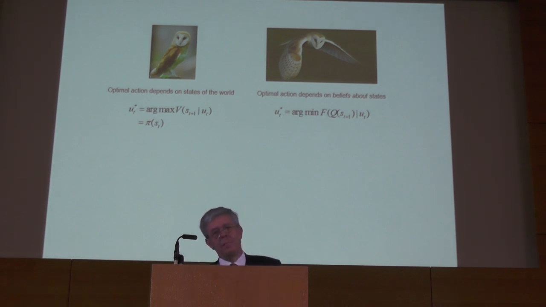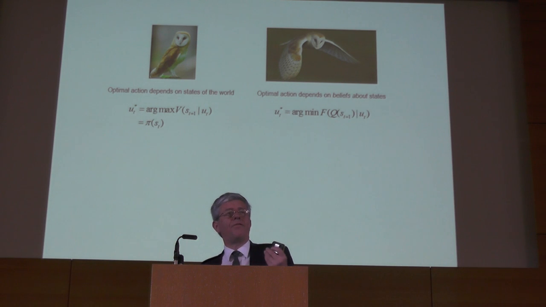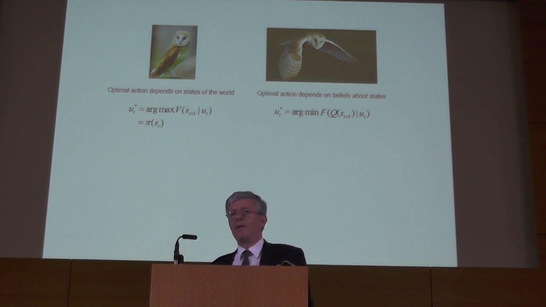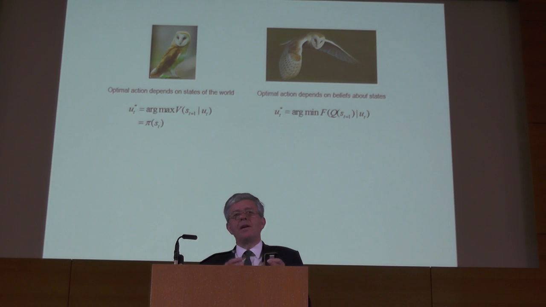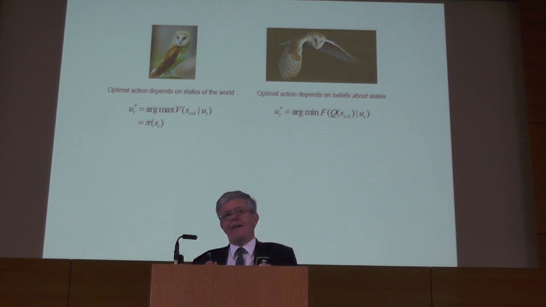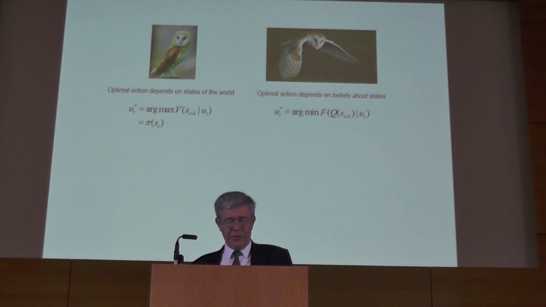And I'm hoping that Peter Dayan is going to tell formally exactly the same story, but I suspect he'll do it in a complementary way by absorbing the epistemics into the value function. But we're both of us in the game of trying to understand the interplay between the pragmatic and the epistemic components and the imperatives for the good ways to behave.